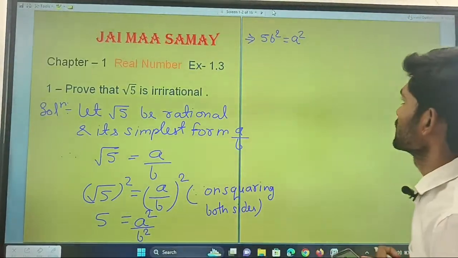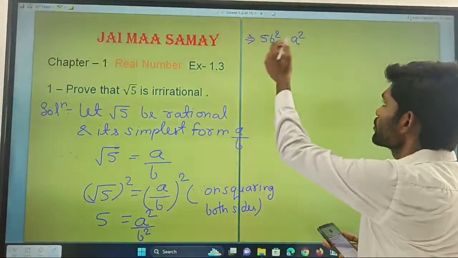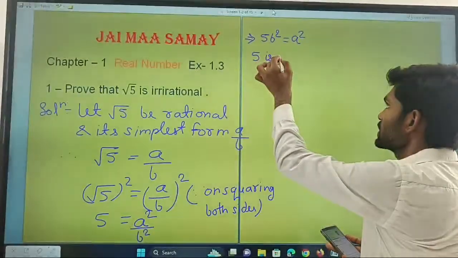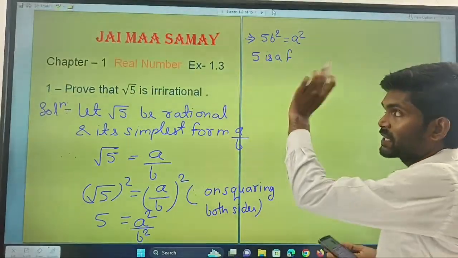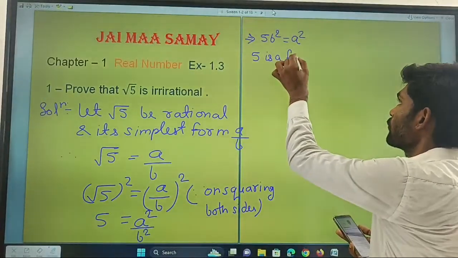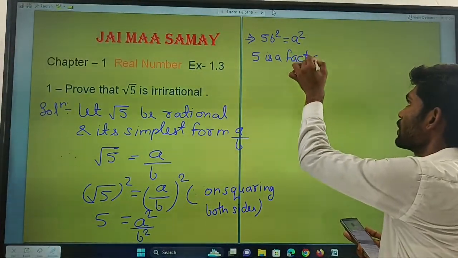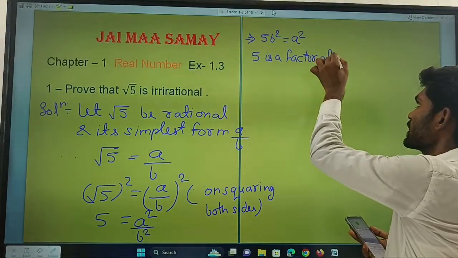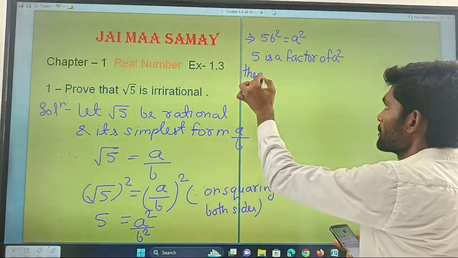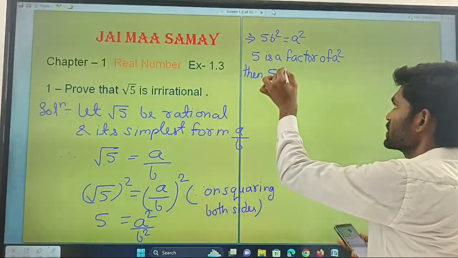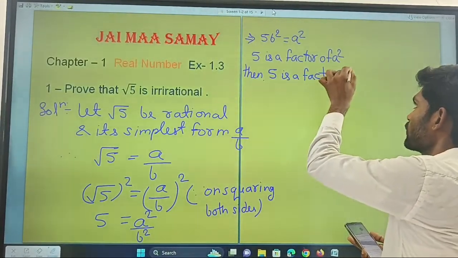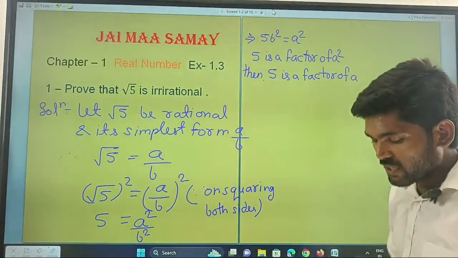Okay? Then next line, 5 is left, B. Take only 5 and here B. 5 is a factor of A square. Then 5 is a factor of A.